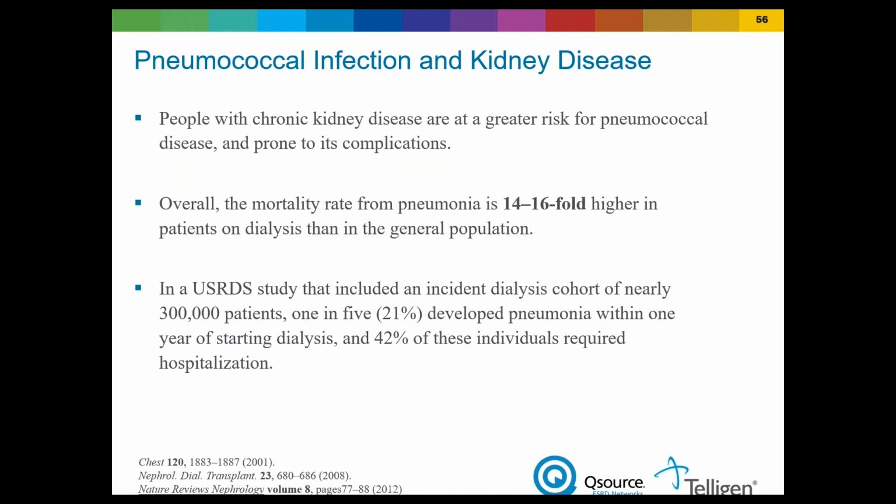People with chronic kidney disease are at high risk for pneumococcal disease and prone to complications. Overall, the mortality rate for pneumonia is 14 to 16-fold higher in patients on dialysis than the general population. In an ESRD study that included an incident dialysis cohort of nearly 300,000 patients, 1 in 5 developed pneumonia within 1 year of starting dialysis, and nearly 40% of these individuals required hospitalization.